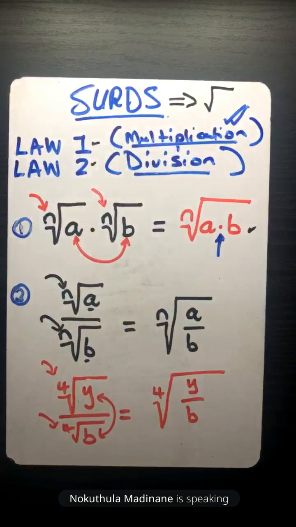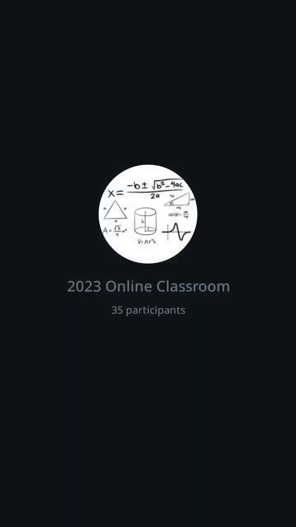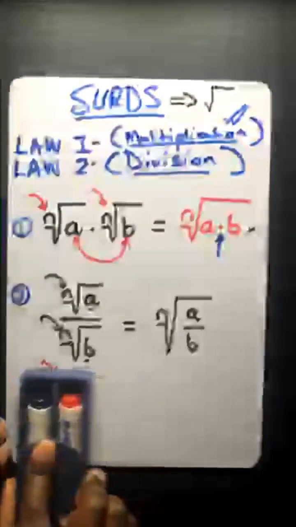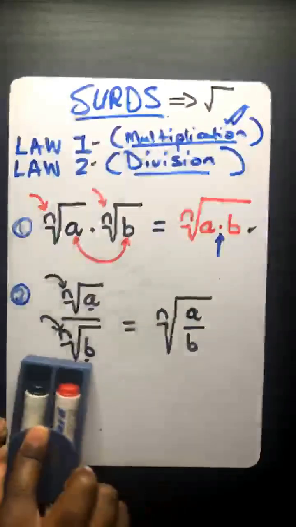So what if the tails were not the same? If the tails were not the same, it means we cannot apply the law. We just leave it as it is.